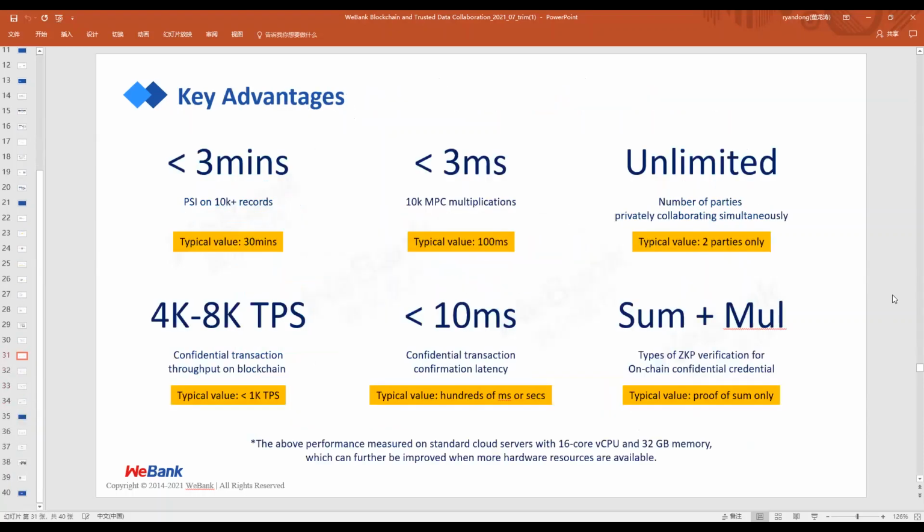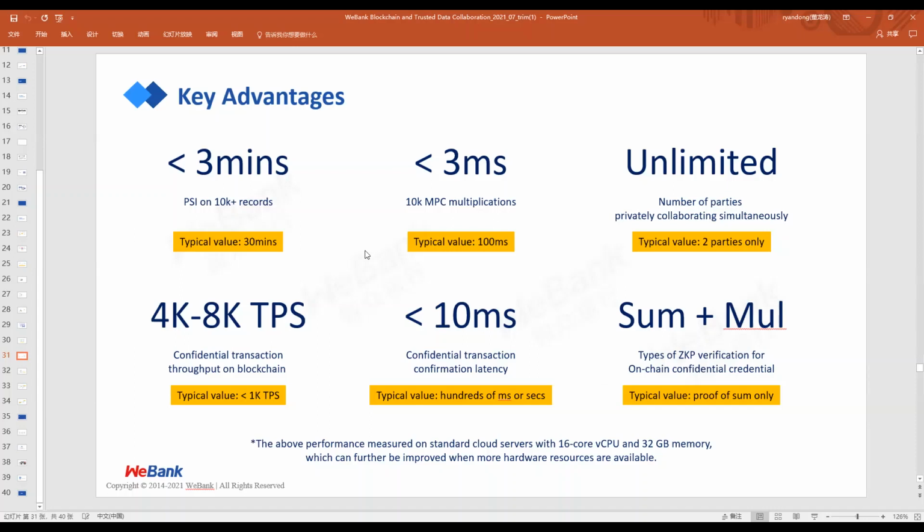Let's skip some not very common material and show a few numbers. This is very interesting, as these are mainly the performance and function numbers highlighted from our system. The first is 3 minutes. Basically, in the process when we do joint computation from different parties, the first thing they do is align the samples of the data set.